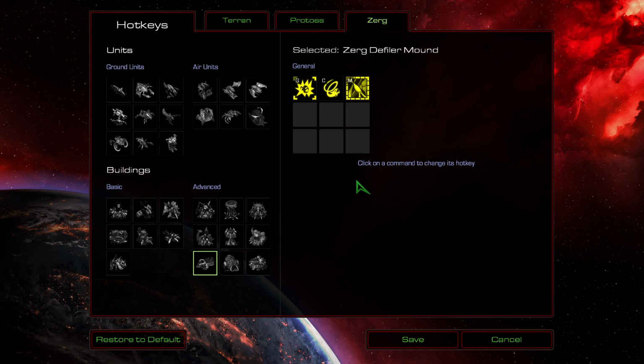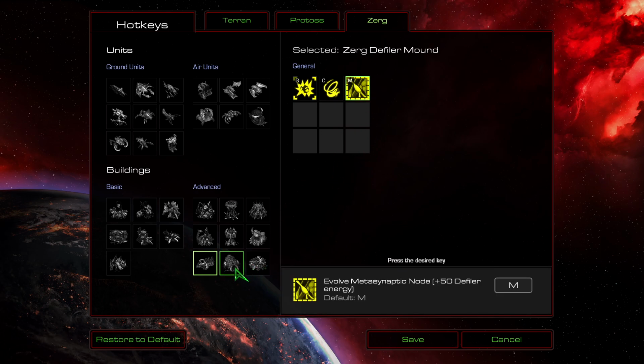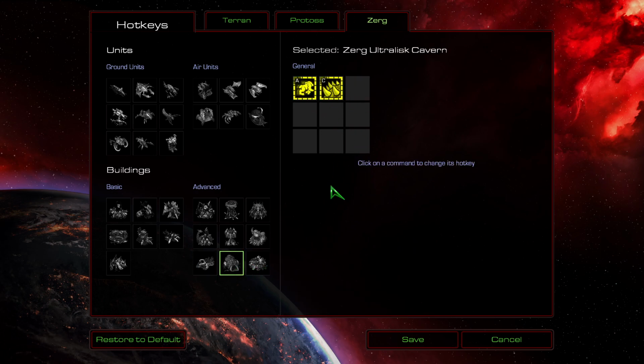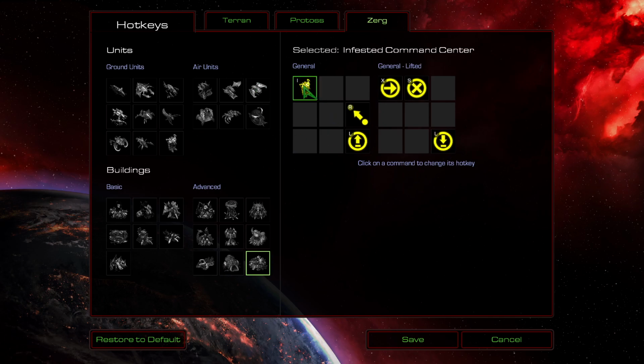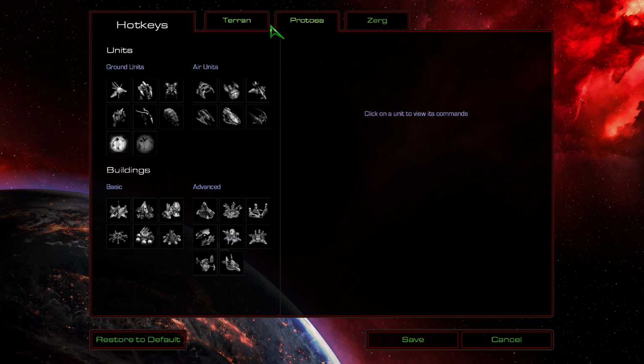Keep this default. Once again, M is pretty easy for me to press for some reason. A and C. All right. And then I for that. I don't get an opportunity to build too many Infestors, but I is not a hard key for me to press.